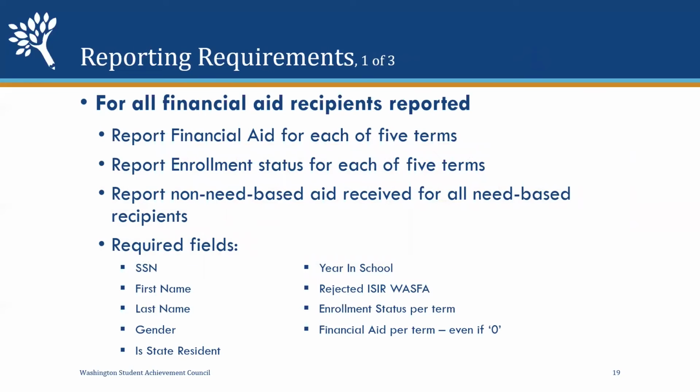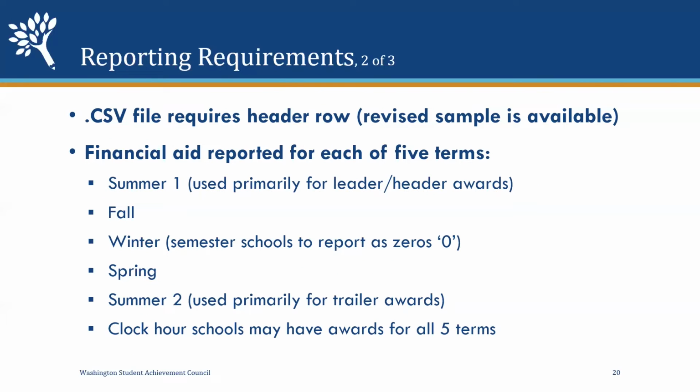The reporting requirements: all financial aid recipients should be reported in each of the 5 terms. Report non-need-based aid received for all need-based recipients. You can see this list of required fields, and this shouldn't be a surprise to you. The rejected ICER WASFA needs to be input. You've got your SSN. These are just your traditional fields. And financial aid per term, even if it's one where they weren't enrolled, we want you to put 0 if there was no enrollment. The CSV requires a header row.